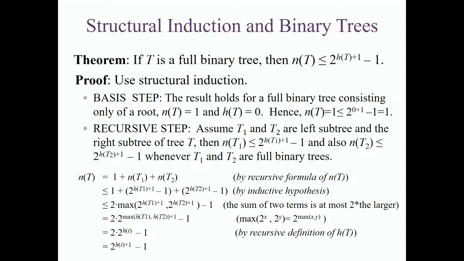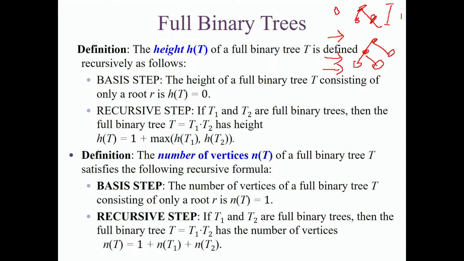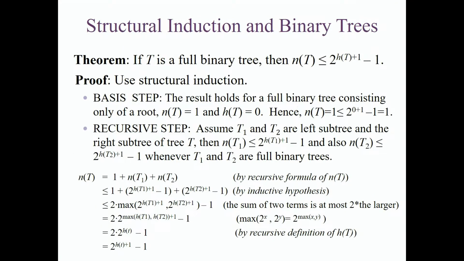Okay, and the max of these two numbers, we can rewrite the max operation as 2 to the power of h of t1 and h of t2. So that is the definition of height. If you remember, the height is 1 plus max of h(t1) and h(t2). That will be the height of tree T. Okay, so you can see once we have max of h(t1) and h(t2) plus 1, that will be the recursive definition of the height of tree T.